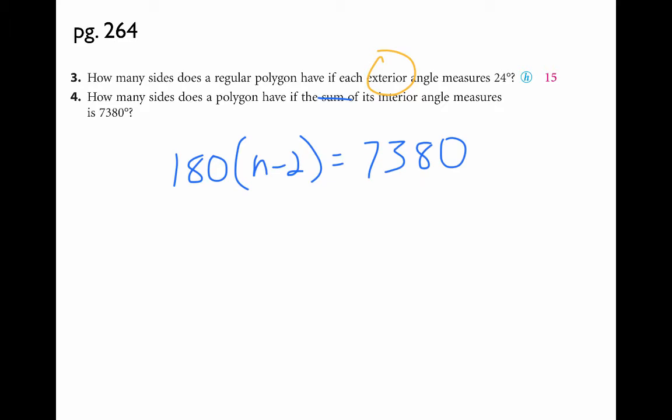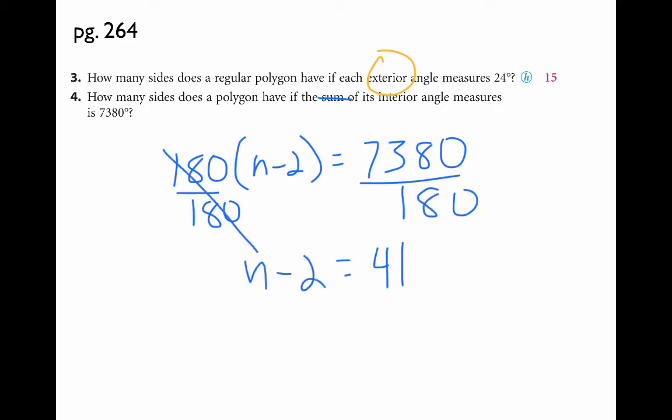First step, we're going to divide both sides by 180. So 7,380 divided by 180 is a magical 41. So dividing by 180, we're left with n take away 2 is 41. And now common sense, add 2, n is 43. So this is a 43-gon. That's how many sides that one has. There we go, 43-gon.